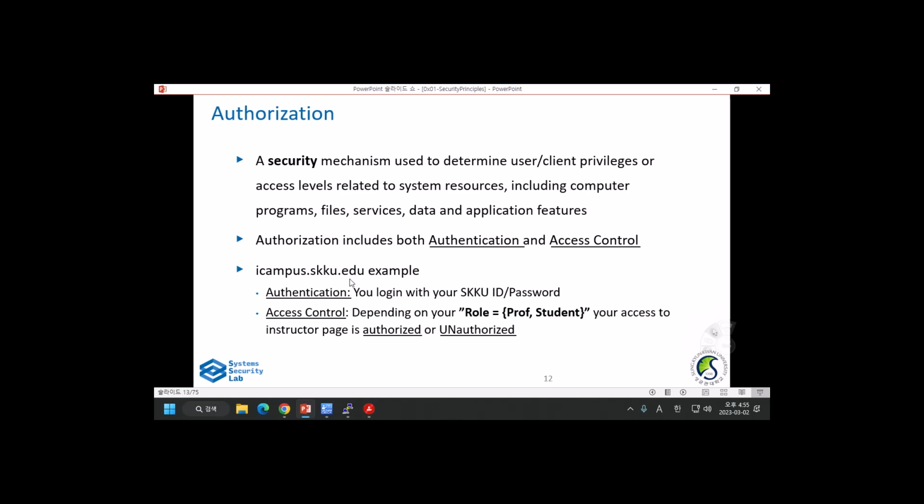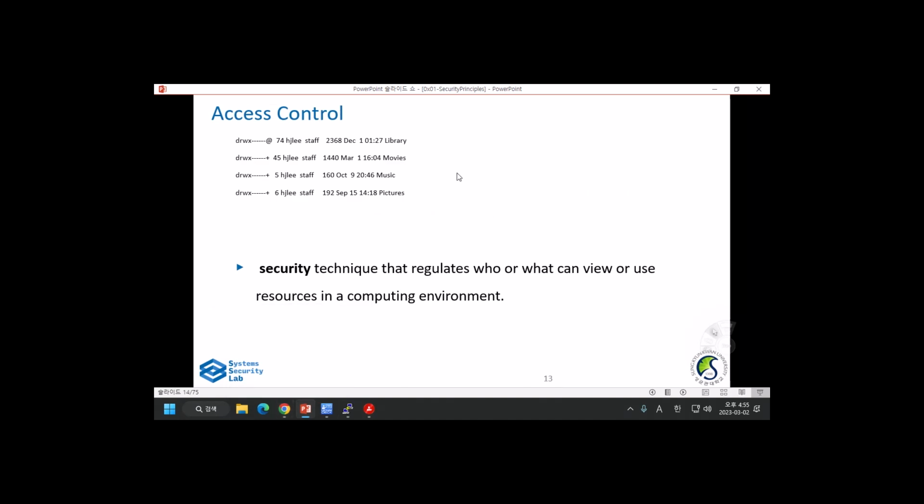And we can see how authentication and access control are implemented in the iCampus website. Access control is a security technique that regulates who or what can view or use resources in a computing environment. So access control is what achieves authorization. If you have used any Unix or Linux-based system, you've probably seen something like this.